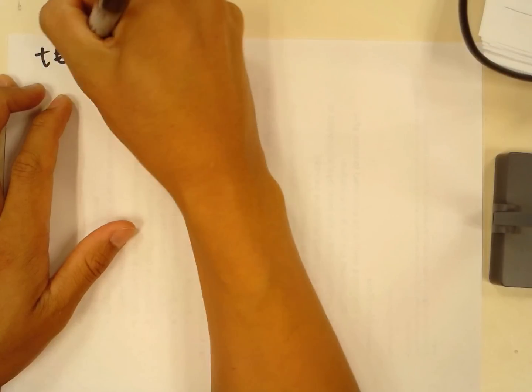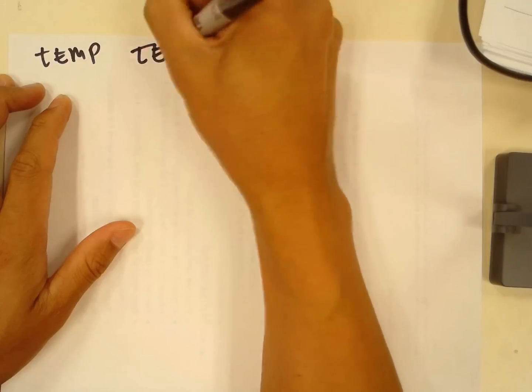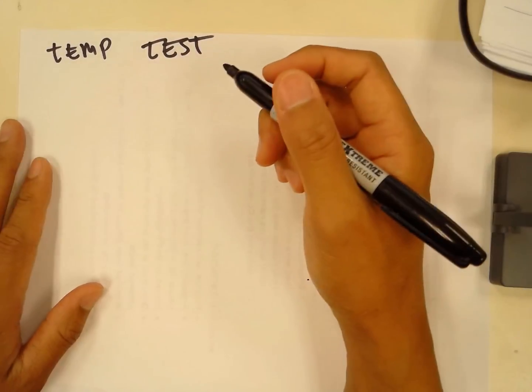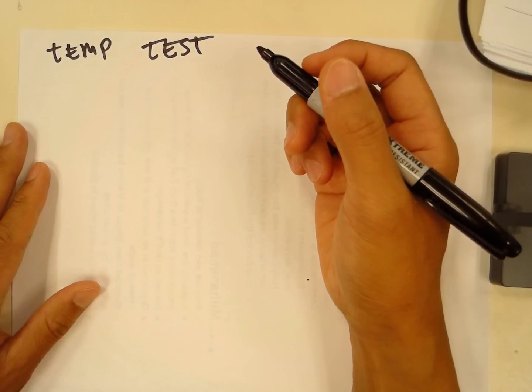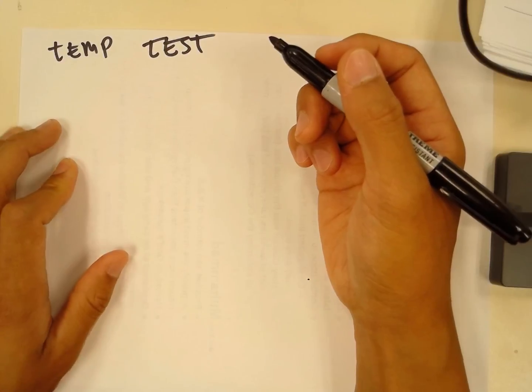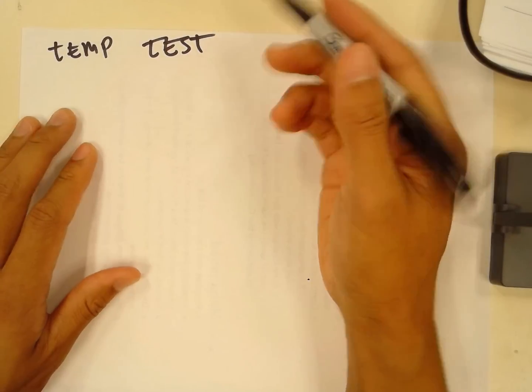So this is for the temp test. The first requirement is that you ask users to enter in values, temperature values, until they enter in negative 453, which is just a few degrees below absolute zero, which is a ridiculous number. So how do we do that?